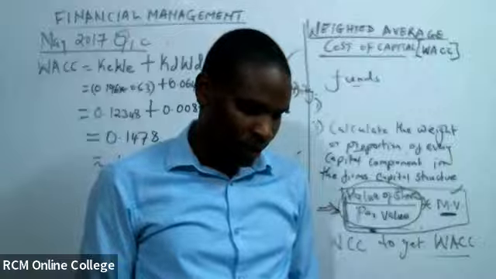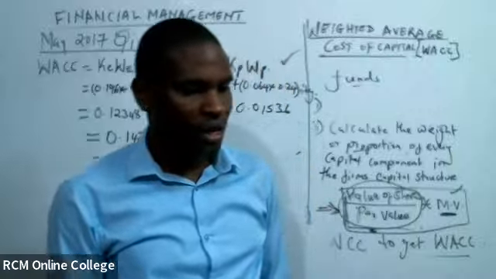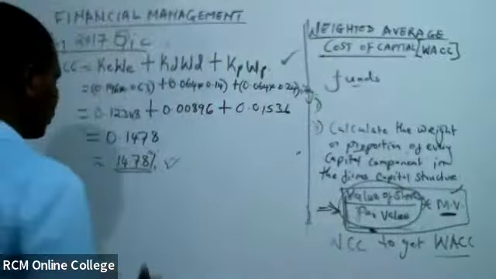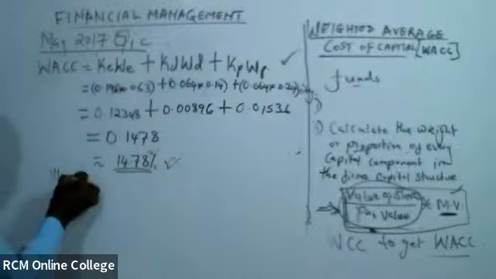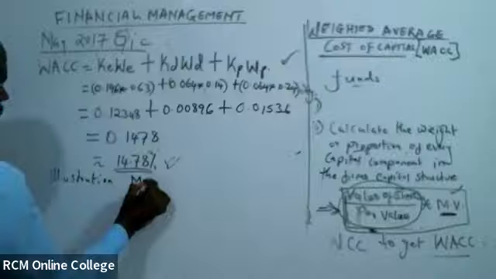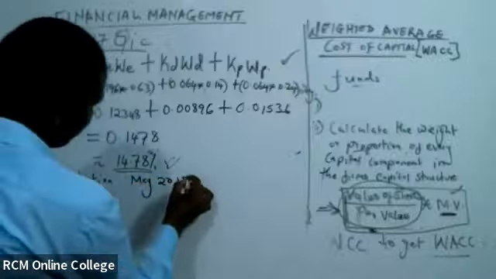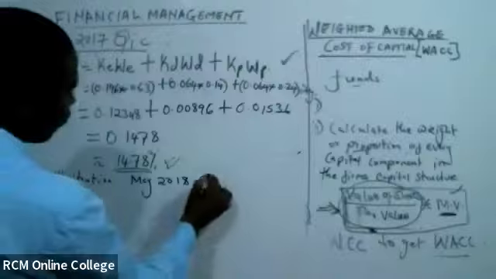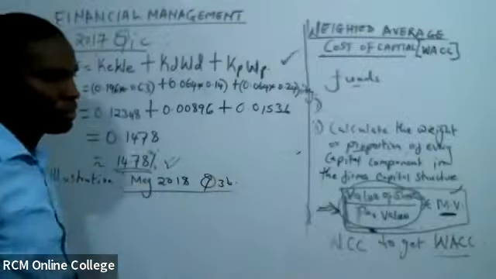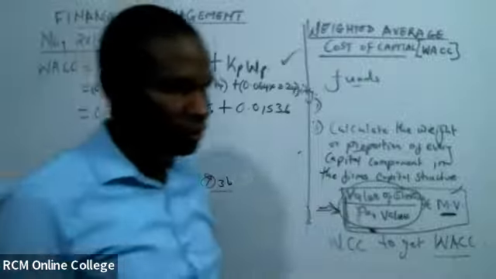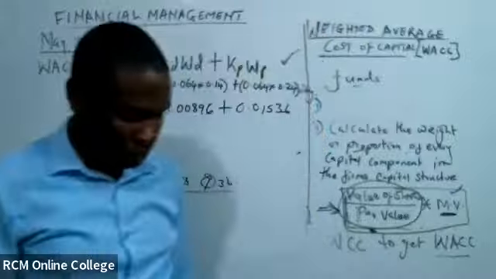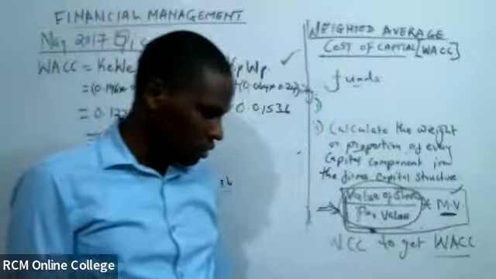And now I want us to move to illustration number 2. So illustration 2, class, comes from May 2018, question number 3 boy. Are we there? Somebody to share in the group so that we are able to solve that question together.